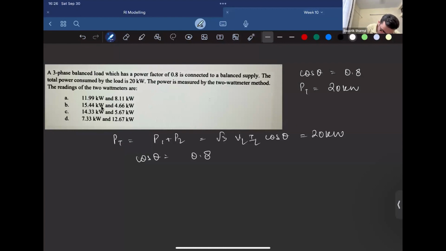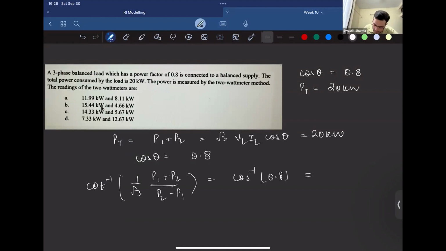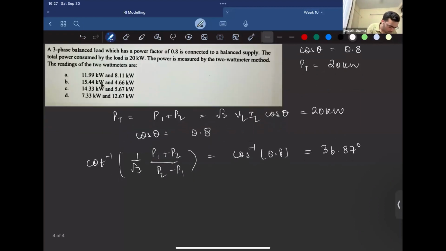So theta can be written as what? Cot inverse of 1 upon root 3 times P1 plus P2 upon P2 minus P1, which is equal to cos inverse of 0.8. Cos inverse of 0.8 is what? 36.87 degrees. So that means, so 1.333, right, is 1 by root 3.